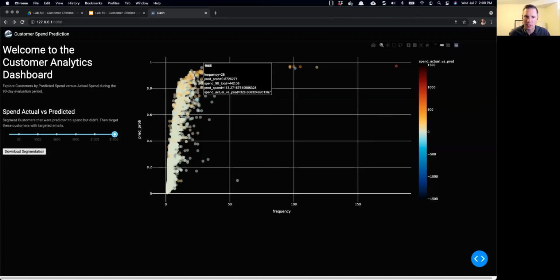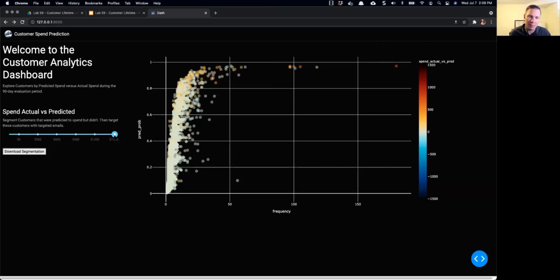So these dots are all customers. And when I hover over them, you can see that this is customer 2,941. They have a frequency of 25 purchases. Their prediction probability in the next 90 days is 88.6%. The spend total that they've spent with our company so far is $86. The predicted spend in the next 90 days is $71. And their actual spend in the next 90 days versus the prediction was a difference of $15. So they spent $15 more than what they were predicted to. So that's how you would read this.